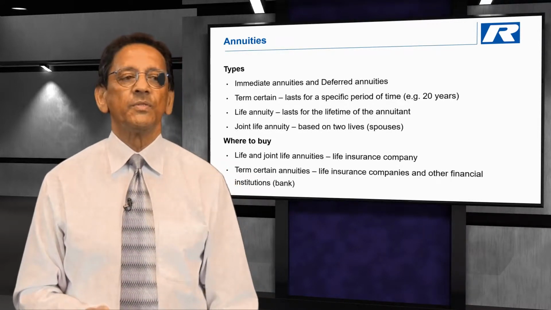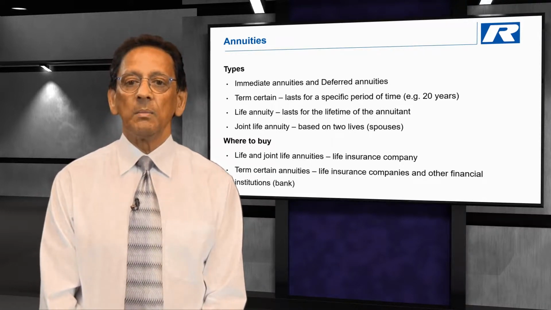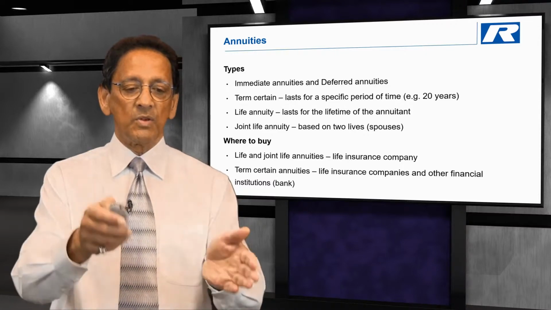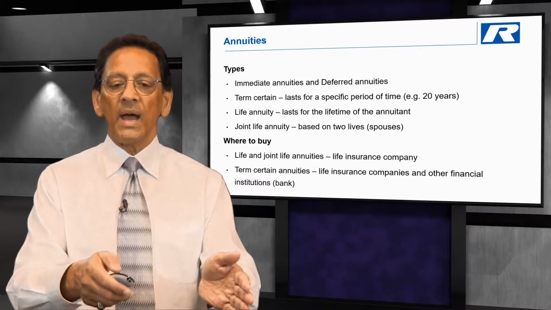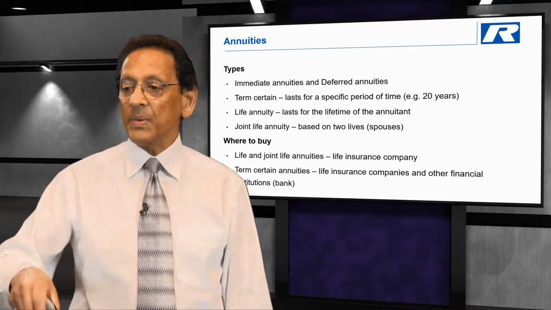There are different types of annuities. We have something called an immediate annuity. An immediate annuity says, if I give you this chunk of dough, I want to have my monthly payments start immediately. So start my payments right away.